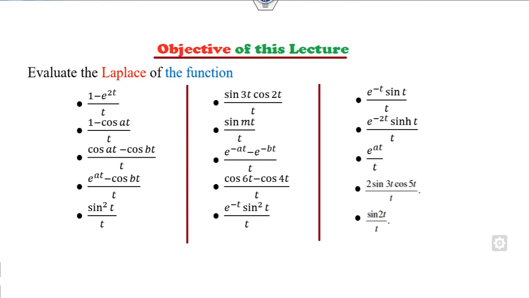So as I told you, the objective is to see how you can solve the Laplace transformation when small t is written in the denominator. It may happen that in some question it's t square or t cube. Again you will apply the same rule as here.